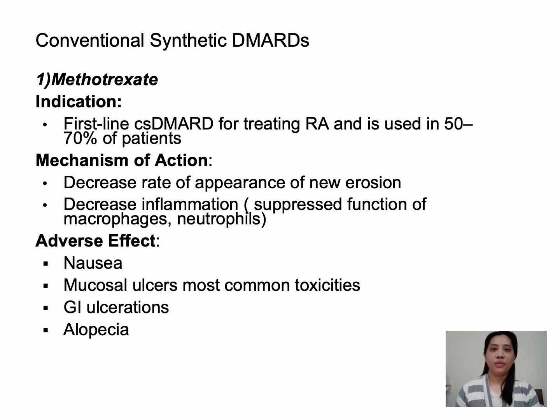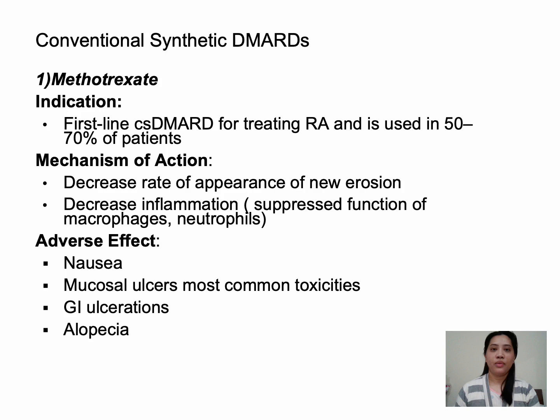Now let's discuss the conventional synthetic DMARDs. Number one will be methotrexate. It is indicated as the first-line synthetic DMARD for treating rheumatoid arthritis, and it's effective in 50 to 70% of patients. It decreases the rate of new erosion. It decreases inflammation, which suppresses function of macrophages and neutrophils. It has direct inhibitory effects on proliferation and stimulates apoptosis in immune inflammatory cells. Additionally, it inhibits pro-inflammatory cytokines linked to rheumatoid synovitis.